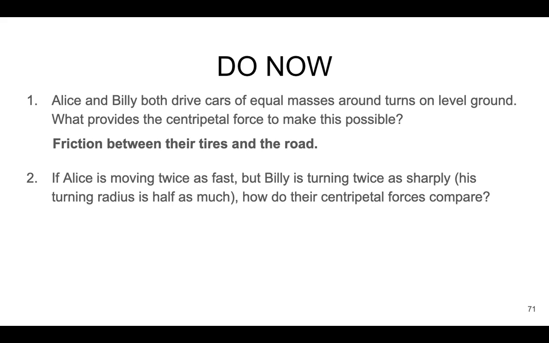So if Alice were to move twice as fast, but Billy is turning twice as sharply, meaning his turning radius is half as much, how do their centripetal forces compare? So this is a ratio problem, and it's kind of an ugly one. So hang on tight. I'll show you how to do one of these.